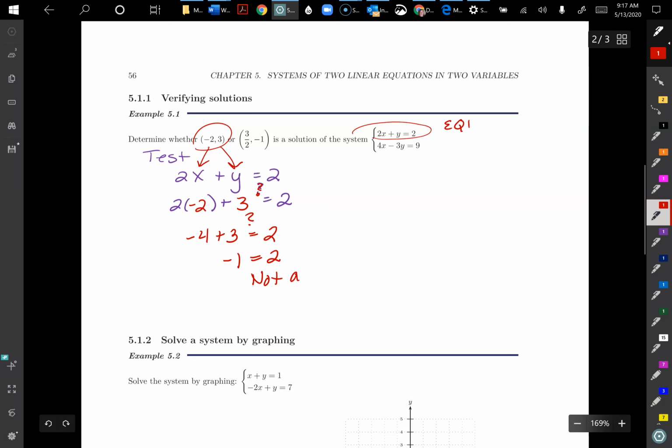So right away, we know this point can't work. Even if it were to work in the other line, we could test that. We could pop that in and check it in that one. 4 times -2 minus 3 times 3, does it equal 9? -8 minus 9, does that equal 9? Obviously not, right?